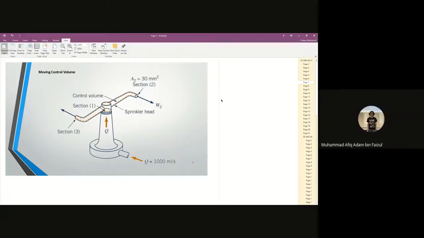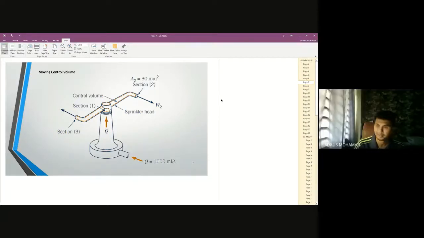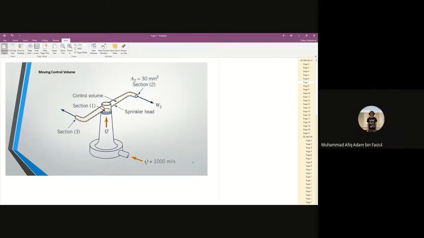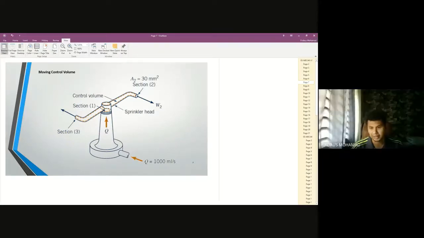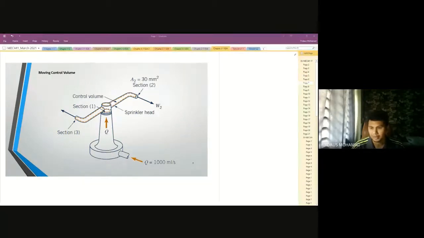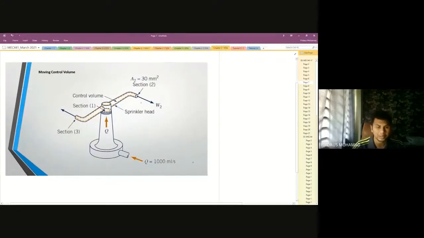Macam garden kan tu. Ha? Luar rumah. Dekat padang kan, padang bola sepak tu. Nampak tak? Dia nak apa? Nak basahkan apa pun, nak siram, nak basah rumput tu, dia guna this one kan, sprinkler punya spray water head. So this is also moving control volume.